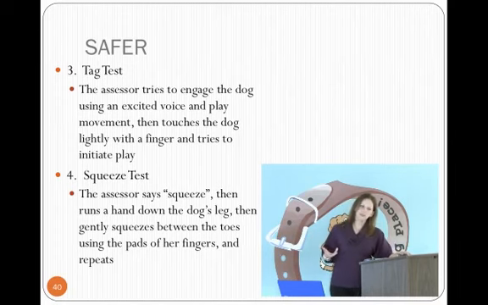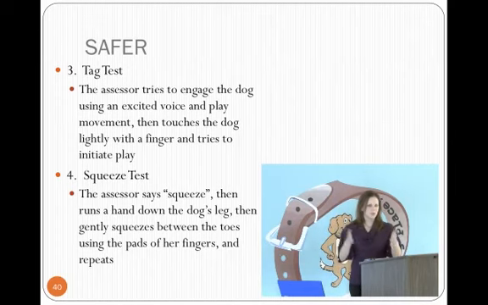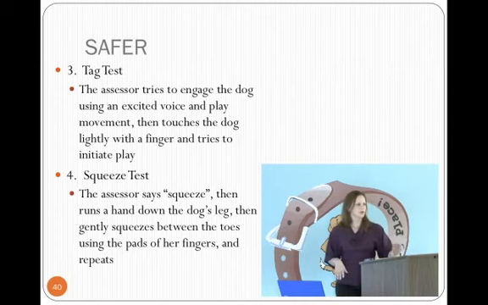The squeeze test, this is where we're looking at anticipation of a potentially undesirable physical contact. So the assessor says squeeze, runs her hand down the leg of the dog, and then squeezes in between the toes. So we're setting the dog up that squeeze equals this is what's going to happen. Then they repeat that and see how the dog responds, anticipating that that same physical contact is going to happen again.